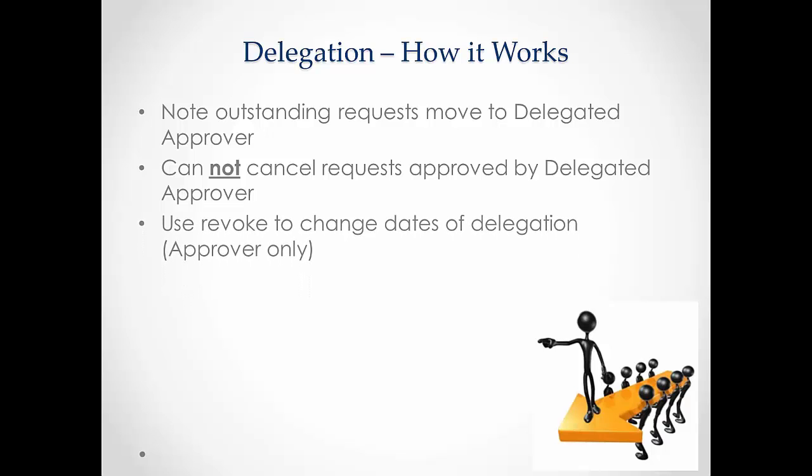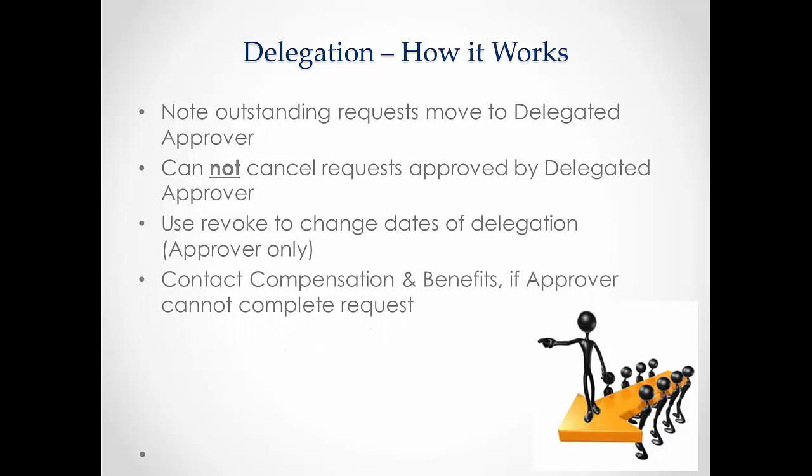At any time during the delegation period, the approver can take back their leave approval authority by revoking their initial request. There may be times that an approver is out of the office unexpectedly, so they did not delegate their leave authority. Compensation and Benefits can delegate the approver's leave requests in their absence. However, if the approver is on an extended leave, a delegation cannot be completed.